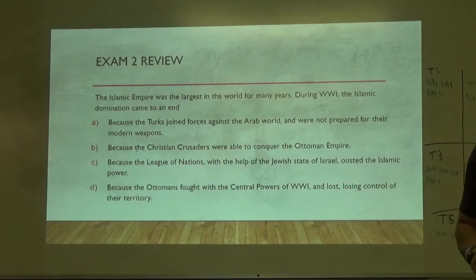All righty. The Islamic Empire was the largest in the world for many years. During World War I, the Islamic domination came to an end. Is it A, because the Turks joined forces against the Arab world and were not prepared for their modern weapons? B, because the Christian Crusaders were able to conquer the Ottoman Empire? C, because the League of Nations, with the help of the Jewish State of Israel, ousted the Islamic power? Or D, because the Ottomans fought with the Central Powers of World War I and lost, losing control of their territory?